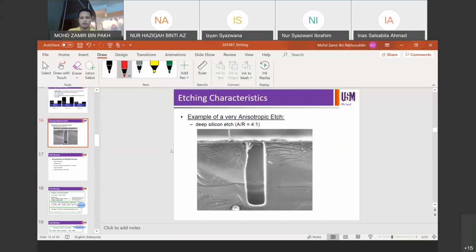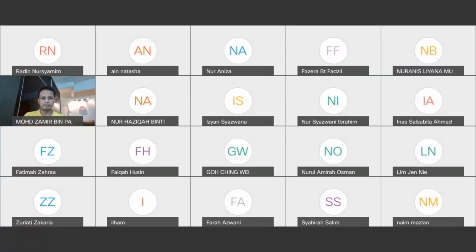All right, so I think I'll just stop here for today. So we've covered some introduction to the etching process. So any questions for etching? Any questions for now? Can you follow the process? All good? Any problems so far? Anyone with questions? Tak ada? Tak ada means all good, semua faham.